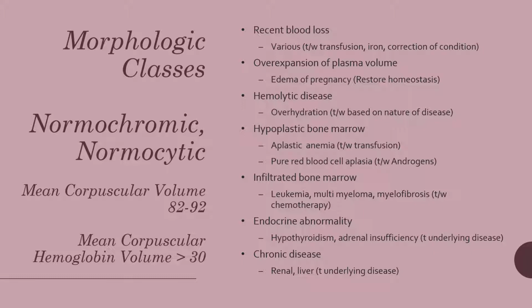Occasionally, we see these normochromic, normocytic anemias because of endocrine abnormalities. And then we see them secondary to chronic disease, renal disease, liver disease. And in that case, our best treatment is not to give iron, but to try to treat and control the chronic disease as best as we can.